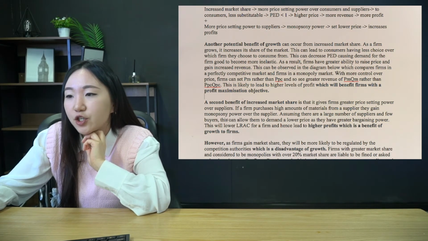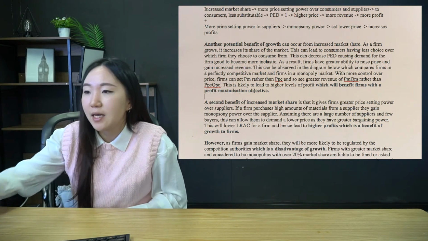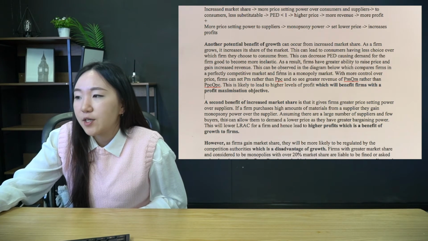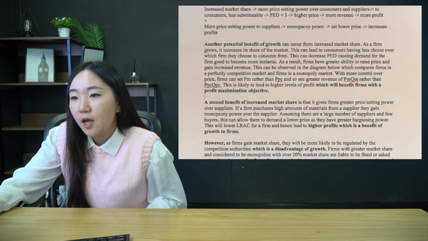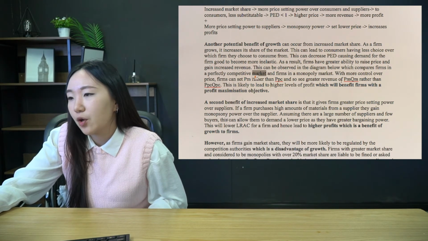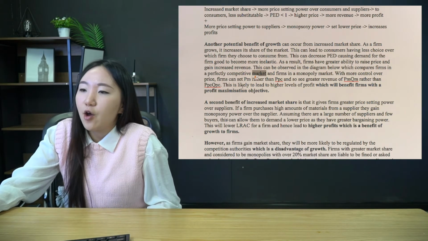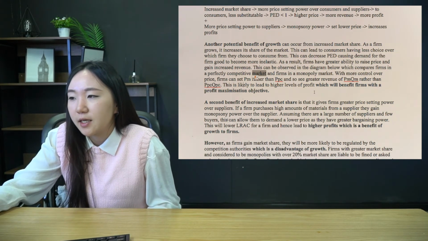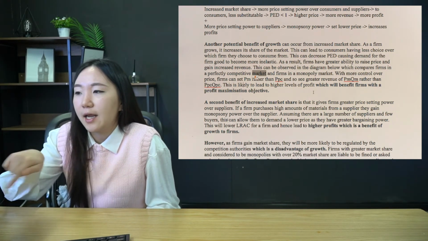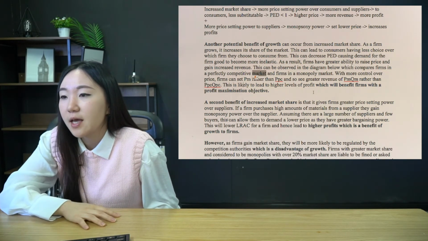Here is where I introduce my second diagram. So in each chunky paragraph like this, you should have a diagram in. I've put here, in the diagram below, which compares firms in a perfectly competitive market and firms in a monopoly market. With more control over price, firms can set PM rather than PPC and so see greater revenue of PMQM rather than PPC QPC. I hope you know what diagram I'm referring to here because I haven't actually included it in here, but I might include a link that would show you. I'll put it in the thing just so that we're clear because it's quite a good diagram.